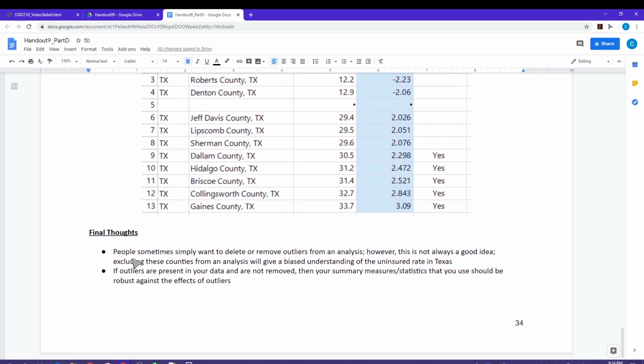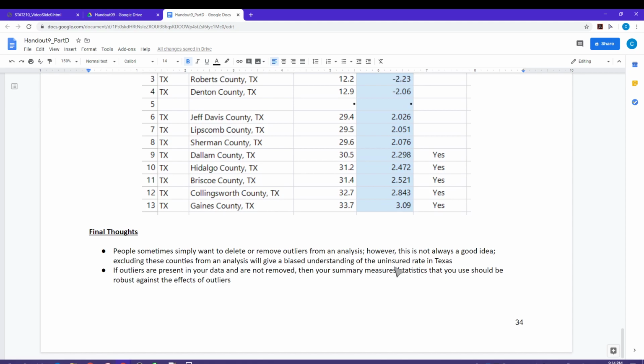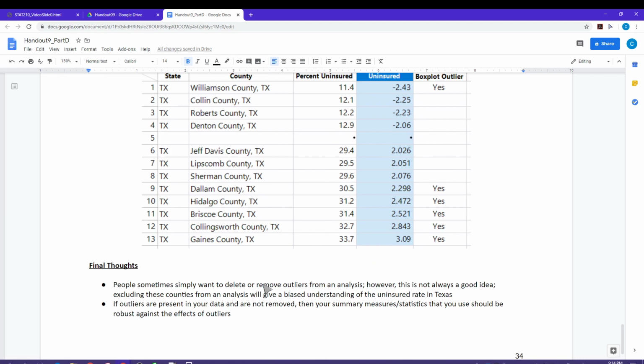Some final thoughts about z-scores and outliers. People sometimes simply want to delete or remove outliers from an analysis. However, this is not always a good idea. If I purposely exclude these counties, then I'm going to be biasing my outcomes or my analyses, especially if I take out those high ones. If I take these high ones out, it's going to lower the average uninsured rate. It's going to make Texas look better. Or likewise, if I take out the outliers on the lower side, it's going to increase the average a little bit.